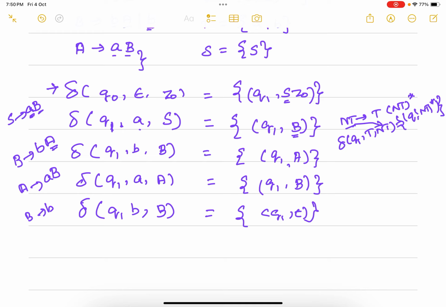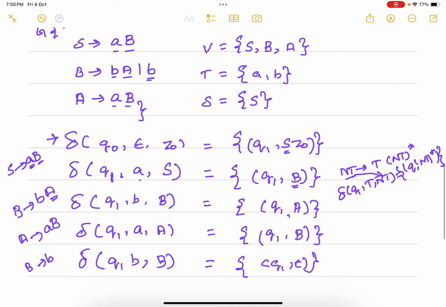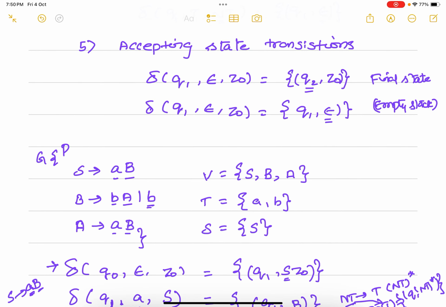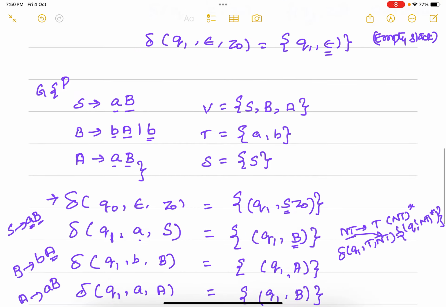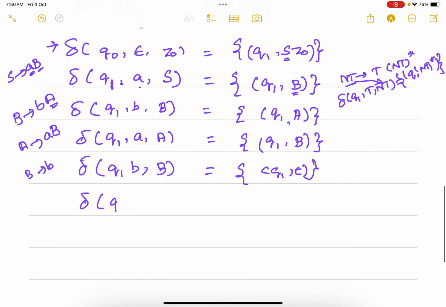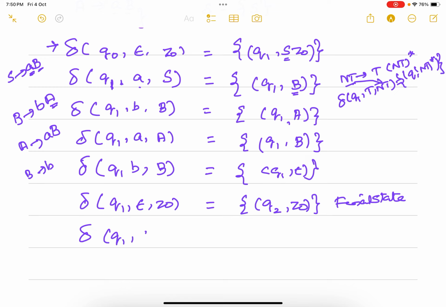Okay, and for each of the productions we have included one transition, and finally we have to include two transitions for the accepting state. So we will include Q1 comma epsilon Z0 is equal to Q2 comma Z0. This is for the final state method. And delta of Q1 comma epsilon Z0 is equal to Q1 comma epsilon. This is for empty stack.